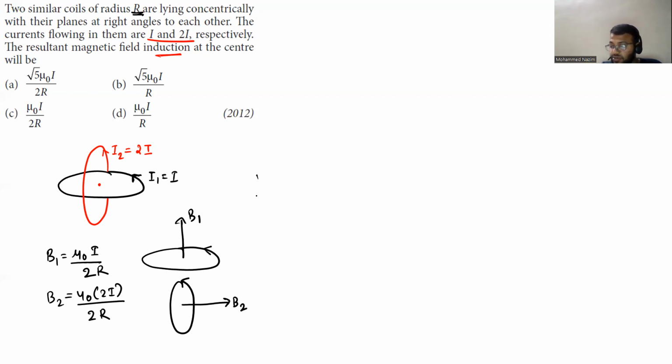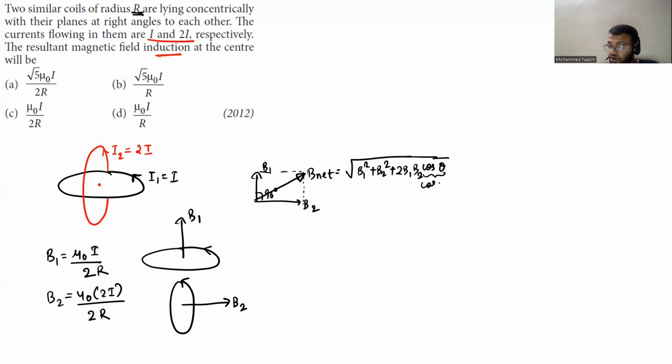Ultimately, you can see that B1 and B2 are going to be perpendicular. The angle between the two vectors is 90 degrees. How do you calculate the net magnetic field? Same direction, add. Opposite direction, subtract. Some other angle, use the parallelogram law. The diagonal is going to represent the resultant B net. And we know B net is given by the formula, according to the parallelogram law, root of B1 square plus B2 square plus 2 B1 B2 cos theta. The angle between the two vectors here is 90, so cos 90 is going to be 0. So this whole term becomes 0.